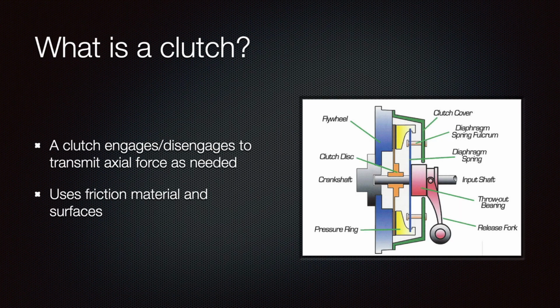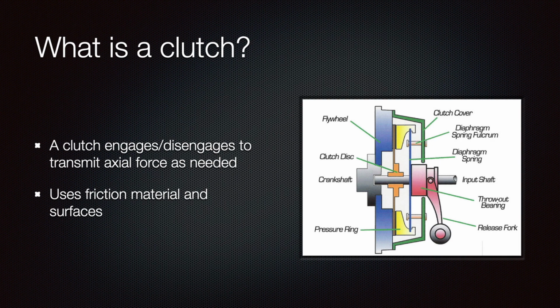So to start off, what is a clutch? Well, a clutch can be engaged or disengaged to permit a smooth and gradual connection or disconnection between two members. Clutches are often used in manual transmission automotive vehicles and are placed between the engine and the transmission to provide a disconnect. In operation, the flywheel is bolted to the crankshaft, which rotates with the engine.